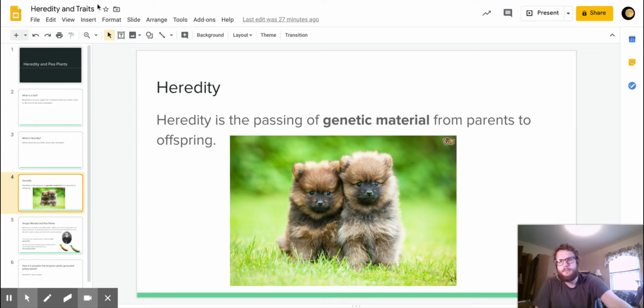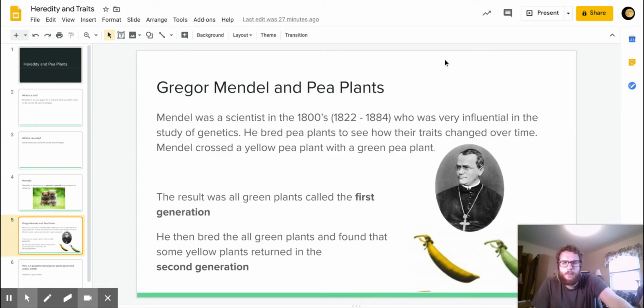Okay. Let's go to the next slide here. And we're going to meet a nice scientist named Gregor Mendel. So Mendel is kind of like our Alfred Wegener for this topic. He's considered to be the father of modern genetics. You remember Alfred Wegener was the father of modern geology. So both really important guys.